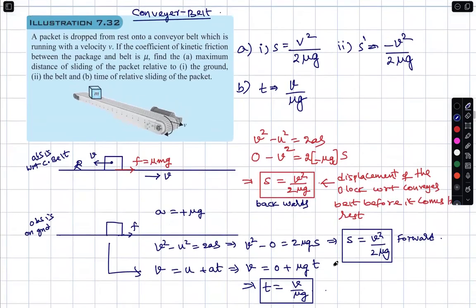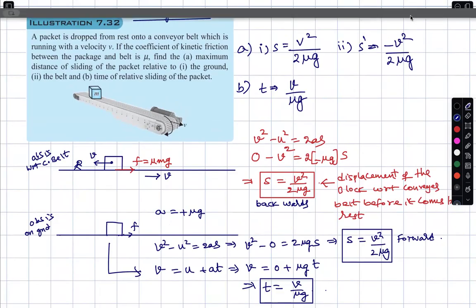Okay. Now over to you. Any doubt? Please ask me. If you have any doubt in this, please ask me. Boys and girls, do you have any doubt in this? Sure?